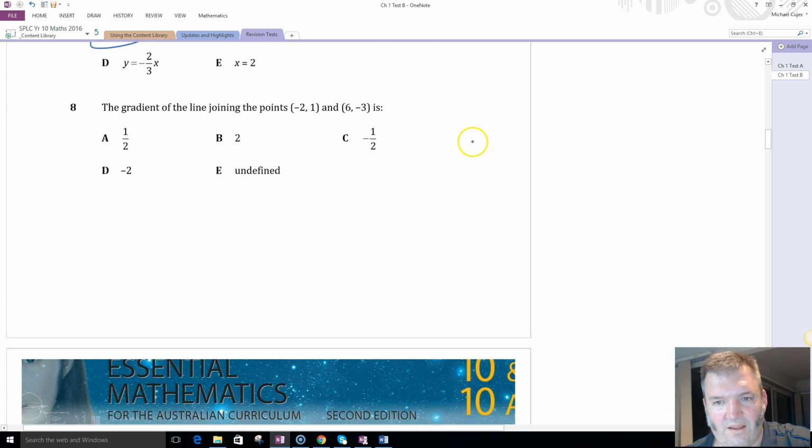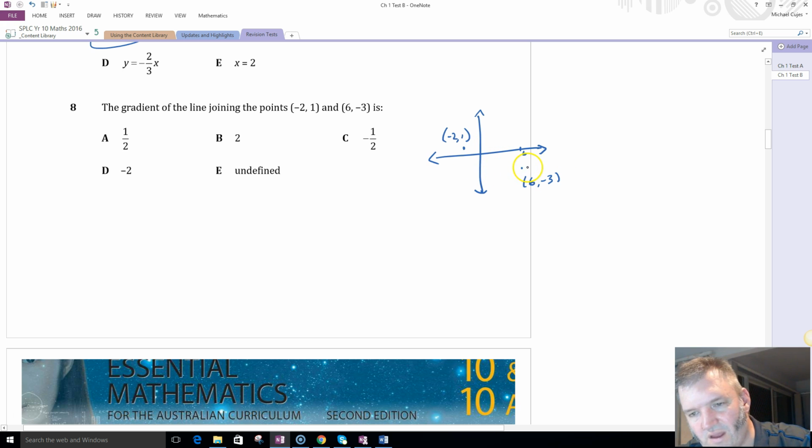The gradient of the line joining the points. How do I find a gradient? If you're not sure, at the very least, what you could do is sketch this really quickly. Negative 2, 1. That's going to be about there. 6, negative 3. There's the point 6, negative 3. This is the point negative 2, 1. And you can count it off that. Down 4, across 8, negative 4 over 8.